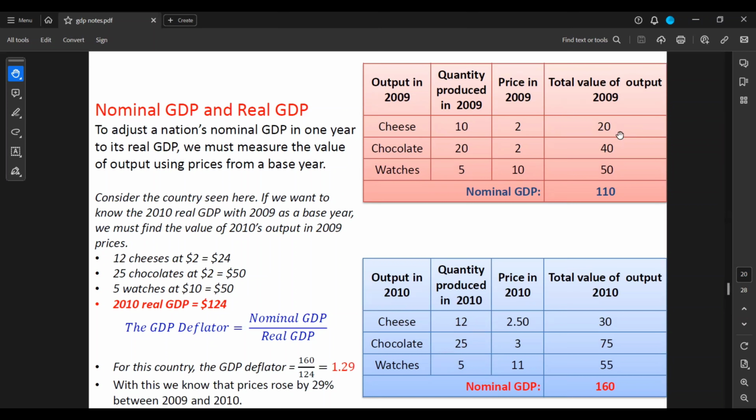The GDP deflator is equal to nominal GDP divided by real GDP. For this country, the GDP deflator is equal to 160 divided by 124, which is equal to 1.29. With this, we know that prices rose by 29% between 2009 and 2010.